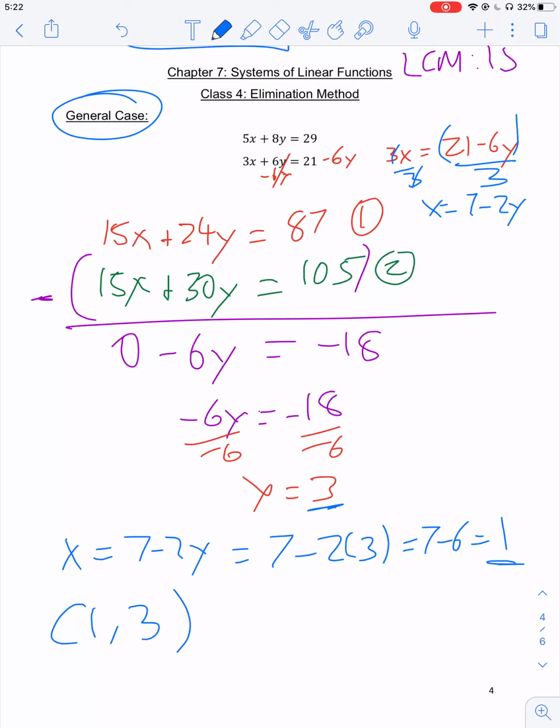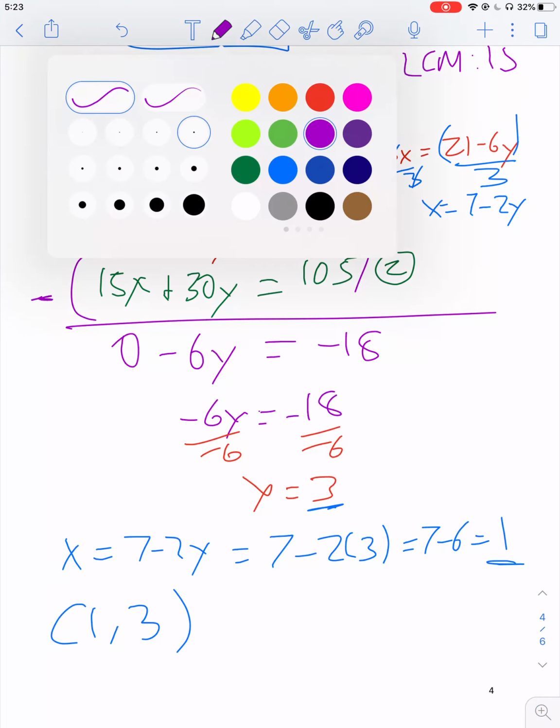If you want to convince yourself that this is the right solution, check both equations. If you plug (1, 3) in here, does it give you 29? I'm going to quickly do this in my head. Yes, it does, because 5 times 1 is 5, 8 times 3 is 24, and 24 plus 5 will give me 29, so it does work out. Now check if the second equation is also true. 3 times 1 is 3, 6 times 3 is 18, and 18 plus 3 will also give me 21. So I've done this correctly, and that means this is my final solution.